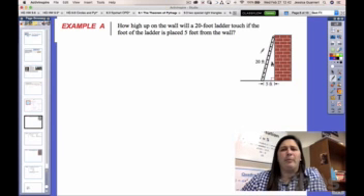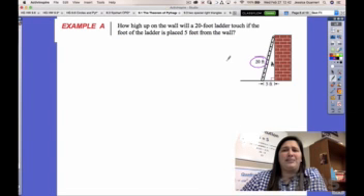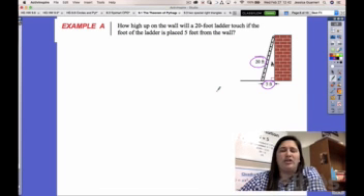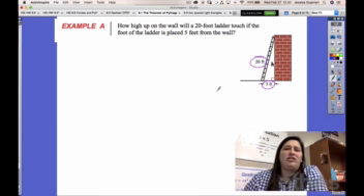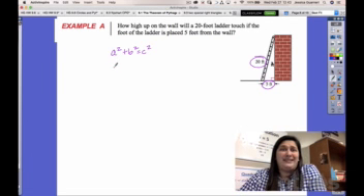Okay, but here's our problem. I've got 20 foot, that's my ladder. The ladder is 5 feet from the base of the wall. It wants to know how high up the wall it goes, so it's all about placement here. All right, so my Pythagorean theorem, a squared plus b squared equals c squared. What's a, what's b, and what's c?